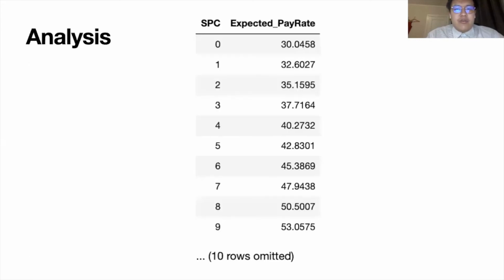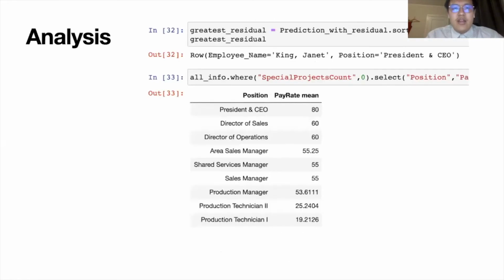Because our linear regression model is good and it works, we gave a prediction on the expected pay rate for all the special project counts from 0 to 20. And lastly, we find an interesting fact. While we were doing the analysis, we wanted to see what the greatest residual is. And we ended up finding the greatest residual being the president and CEO of the company, which makes sense because the president and CEO of the company don't need to do any projects, but they get a very high pay rate.